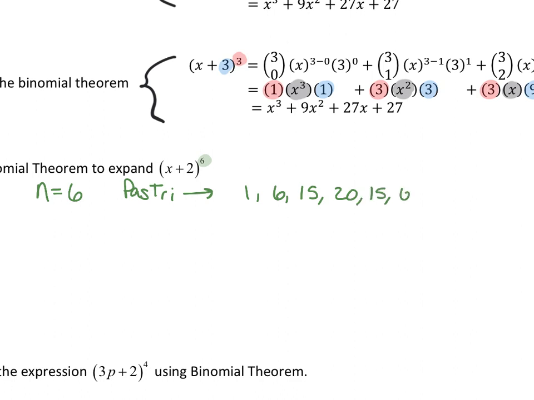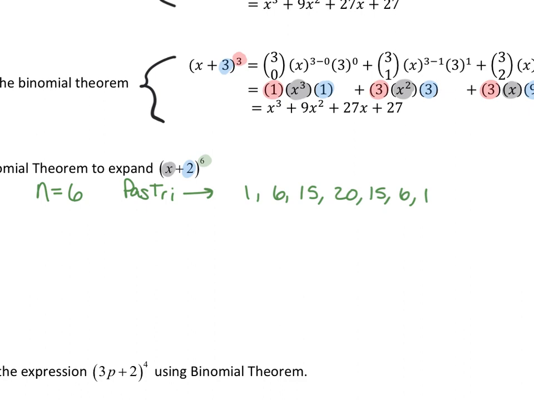Yep. Do y'all see where they got those numbers from? It's a row of Pascal's triangle where n is equal to 6. Cool. We also have two parts to this equation. We're going to have the x term, or the first term, which is going to decrease in power. And we have the a term, which is going to increase in power as we go on.